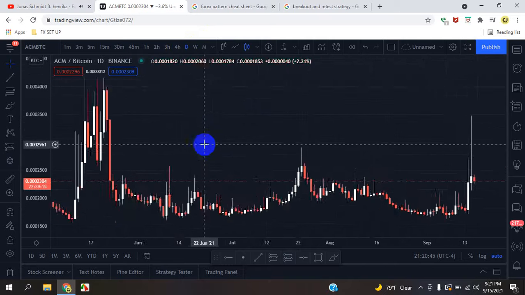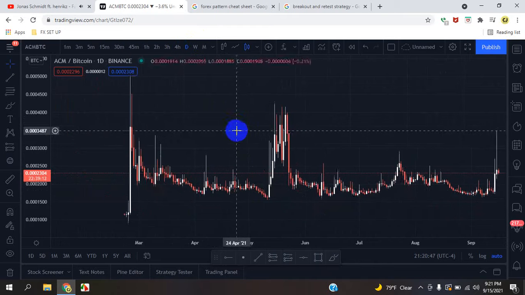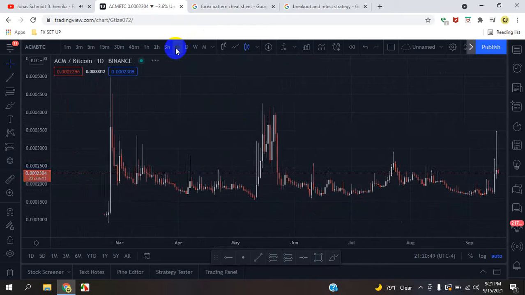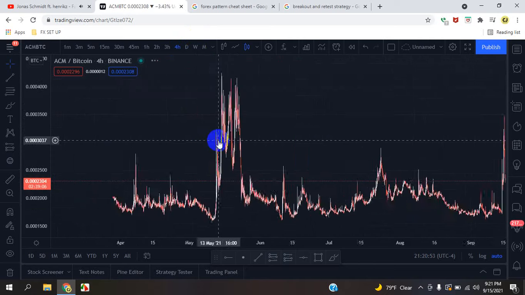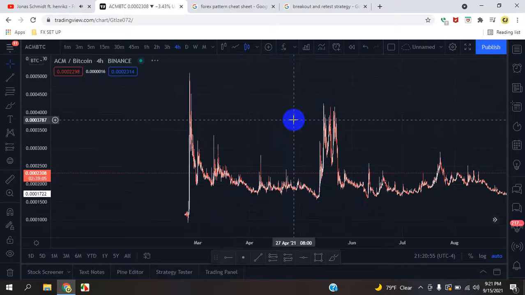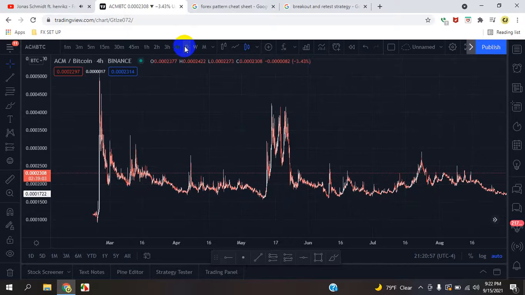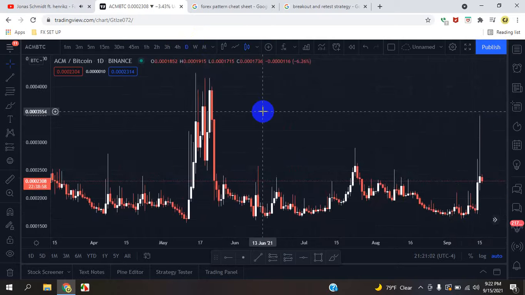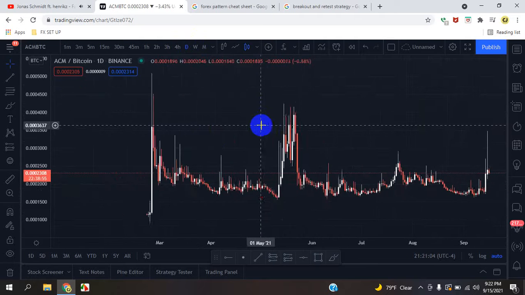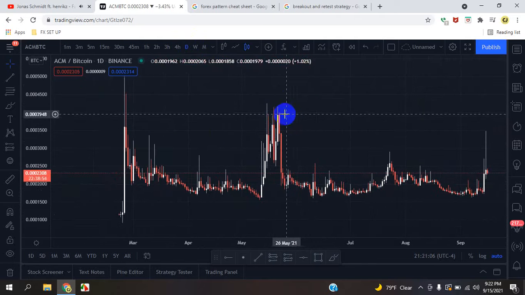Now we're on the daily. Okay, the daily looks good. Head down to the 4 hour. Okay, four hours is too much. I can't break it down like I want to. It's too many candles. So let's head back to the daily time frame. Let's break down these charts.